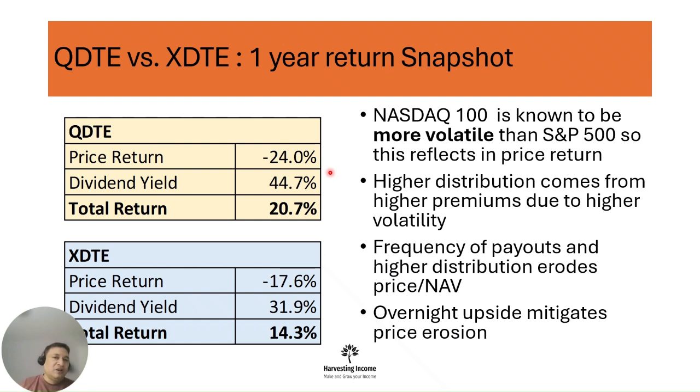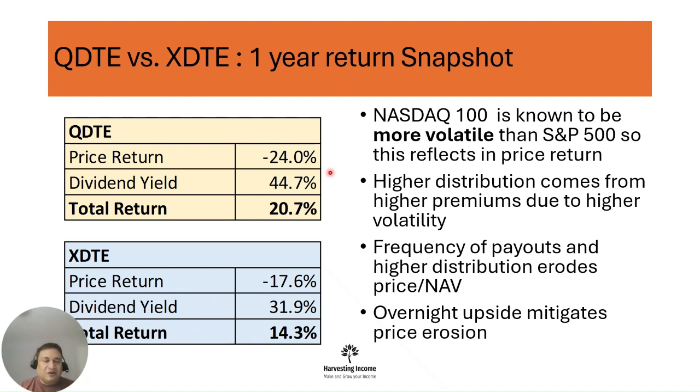In my view, I could be wrong here, XDTE is more diversified because the S&P 500 is more diversified compared to the Nasdaq 100, which is more tech centric. However, some people argue that some of the Nasdaq stocks still dominate in the S&P 500. It's a kind of a debate that's going on. I like the XDTE more, but at the same time, I don't mind having QDTE in one of my other portfolios. So I have a bit of both actually.